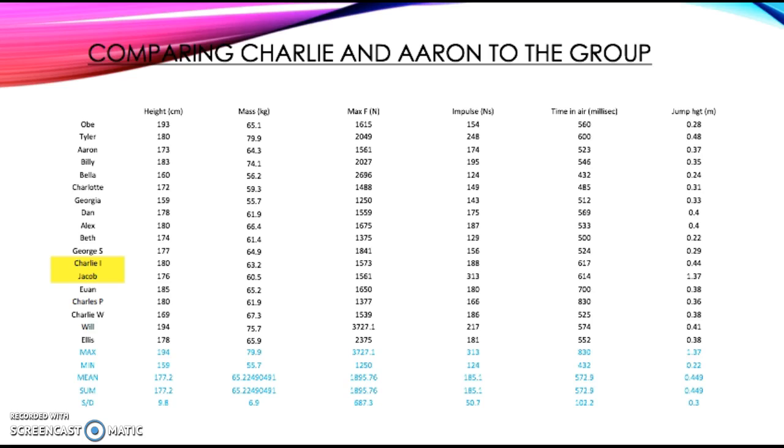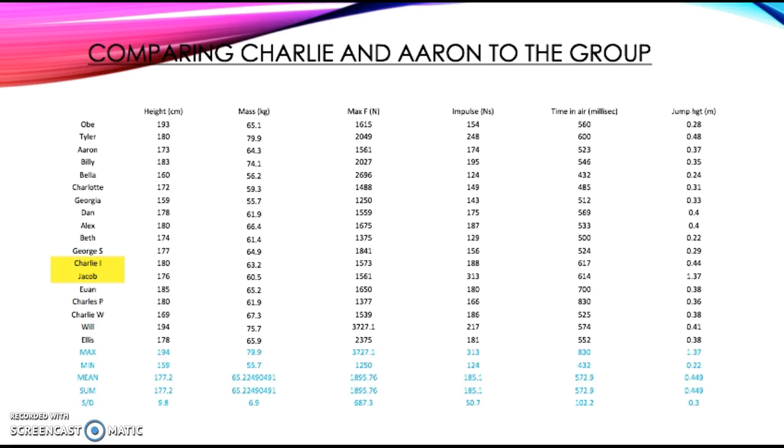This data shows that Aaron might have a denser muscle mass, which can mean that he has a greater impulse, but Charlie has 188 newtons of propulsion, and Aaron only has 174 newtons of propulsion. Charlie is just over the mean for the group, whereas Aaron is below the mean.